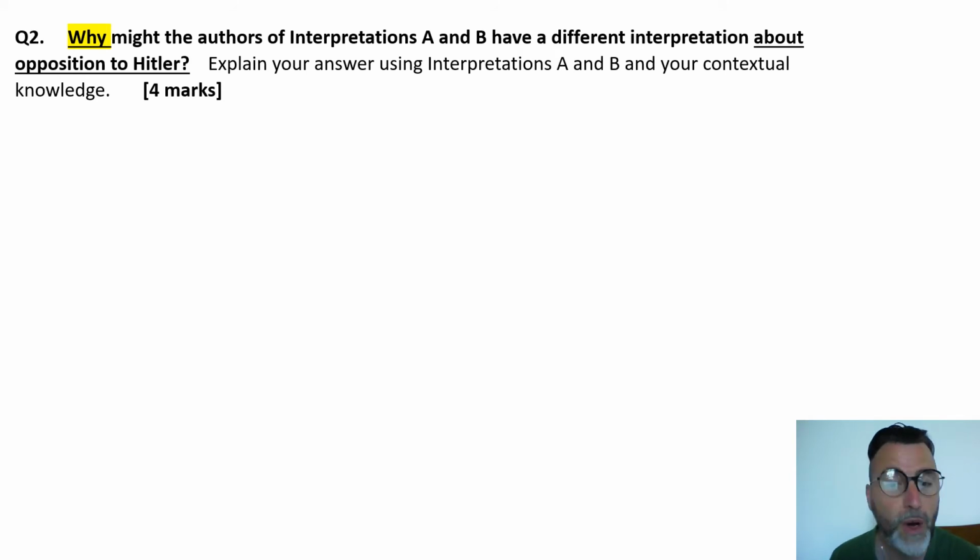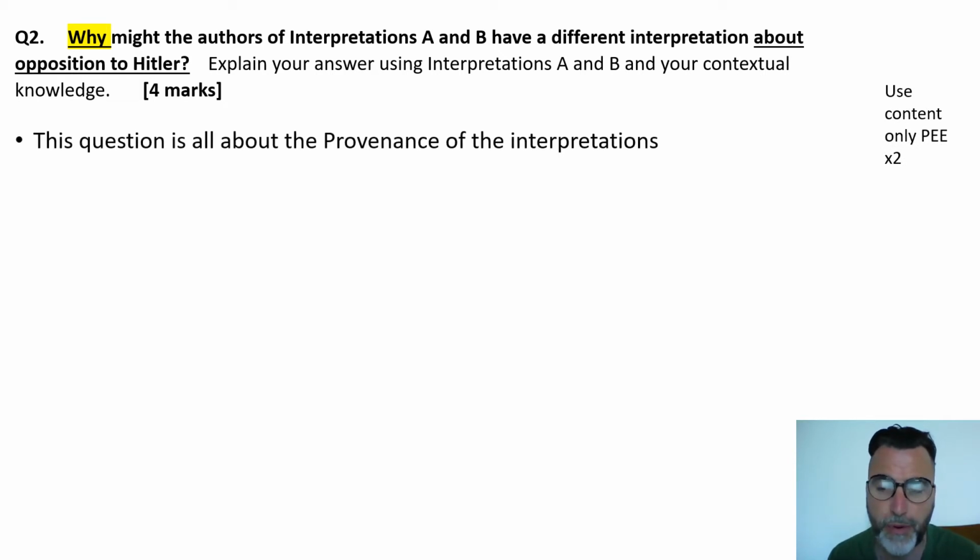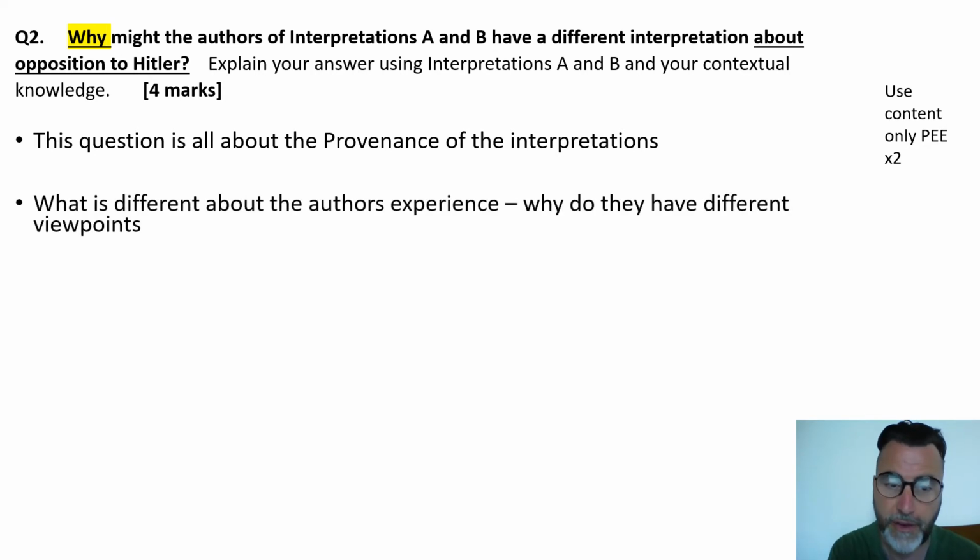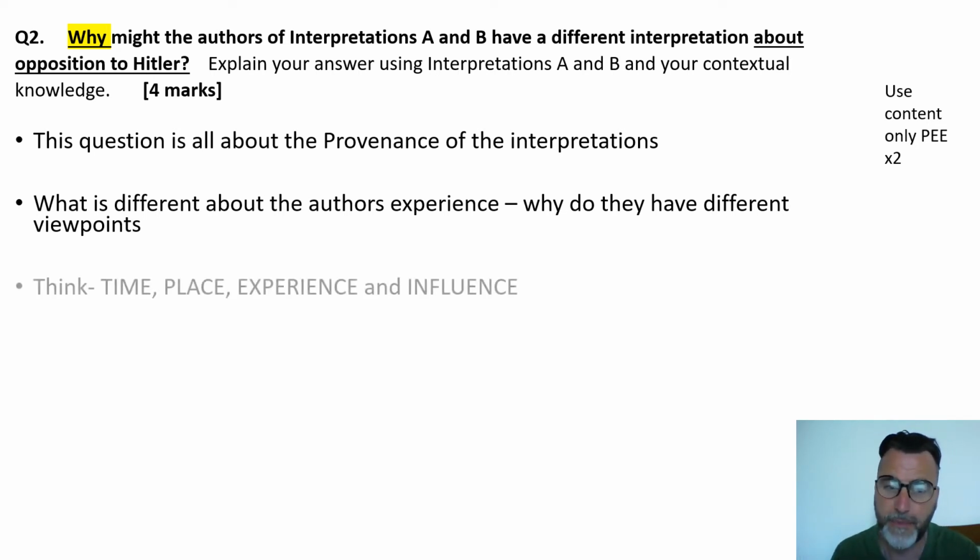Question 2, always the same again. Why might the authors have different interpretations? This is the provenance question. Same again, 2P contents bit, but the question is all about the provenance. Look at the authors, look at where they came from, look at what they've experienced, look at what they've lived through, look at when they're writing, look at where they're writing. Look at those things that have impacted on their life, that have allowed them to come to different conclusions about this time period. What is it that's made them think, act, behave in that way?